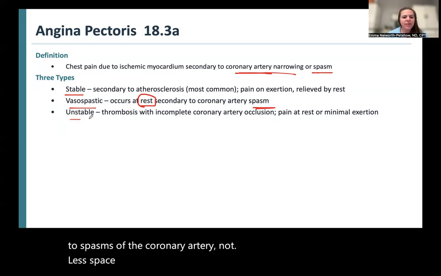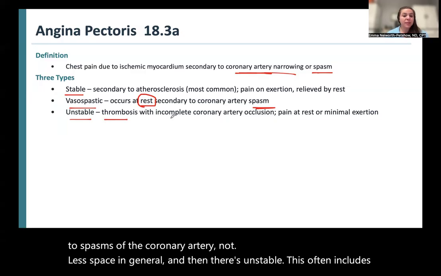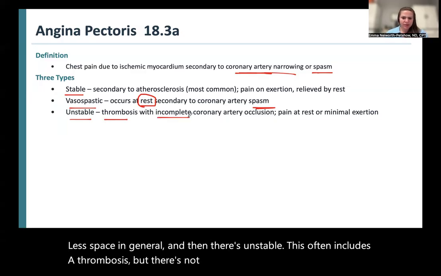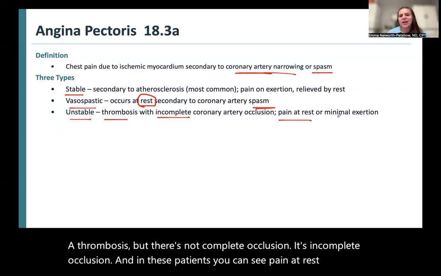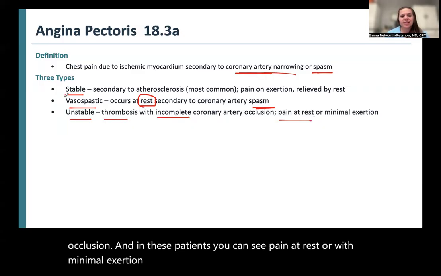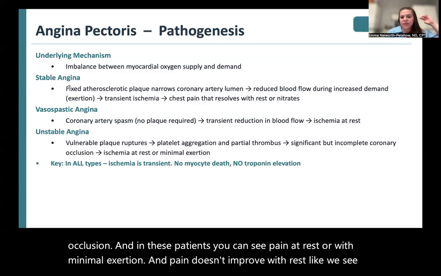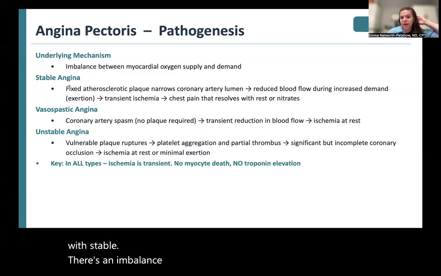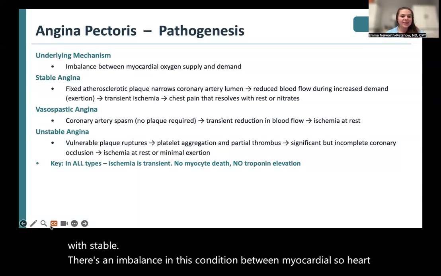And then there's unstable. This often includes a thrombosis, but there's not complete occlusion, it's incomplete occlusion. And in these patients, you can see pain at rest or with minimal exertion, and pain doesn't improve with rest like we see with stable. There's an imbalance in this condition between myocardial, so heart muscle, oxygen supply, and its need.